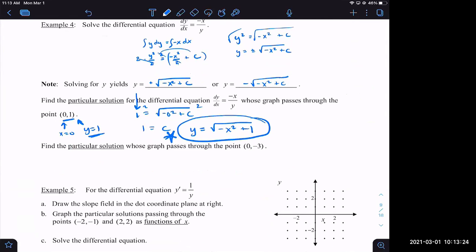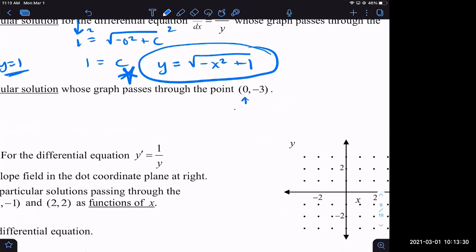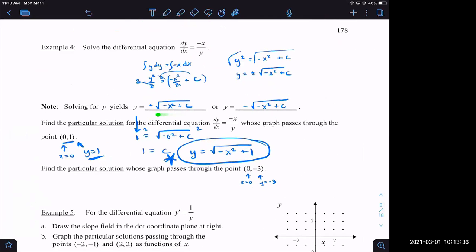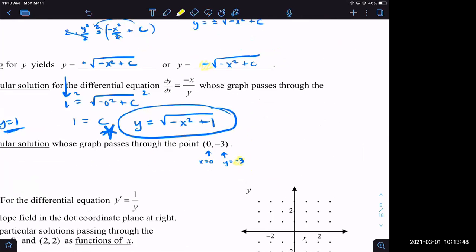Okay, we're going to do the exact same function, but a different starting point. This time they want us to use the point 0, negative 3. This is saying x is 0, y is negative 3. Do we use the first equation or the second one, the one with the plus in front or the one with the minus in front? Minus. If y is negative, you have to choose the one with the negative in front. Otherwise, it would never be negative.